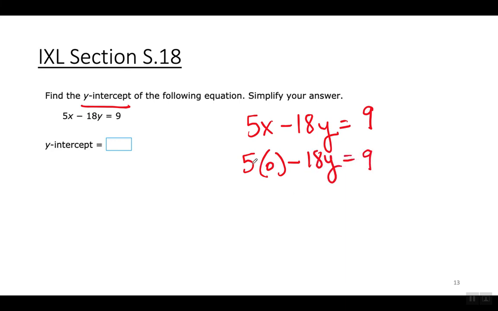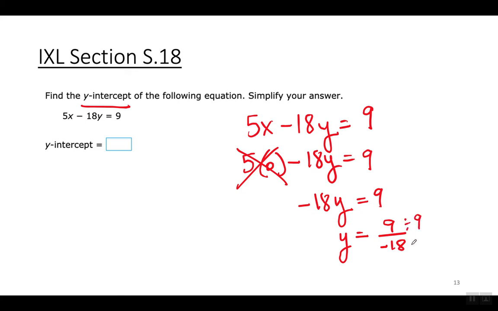So 0 times 5 is 0. So I get negative 18y equals 9. So y equals 9 divided by negative 18. I got to simplify that fraction by dividing the top and the bottom by 9. So my final simplified answer is negative 1/2.